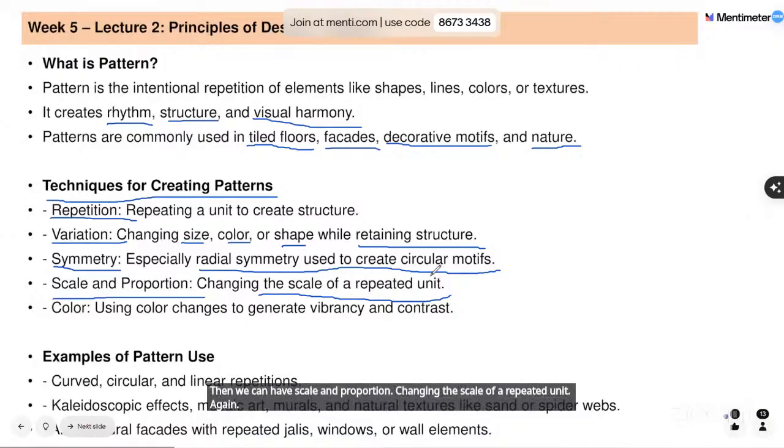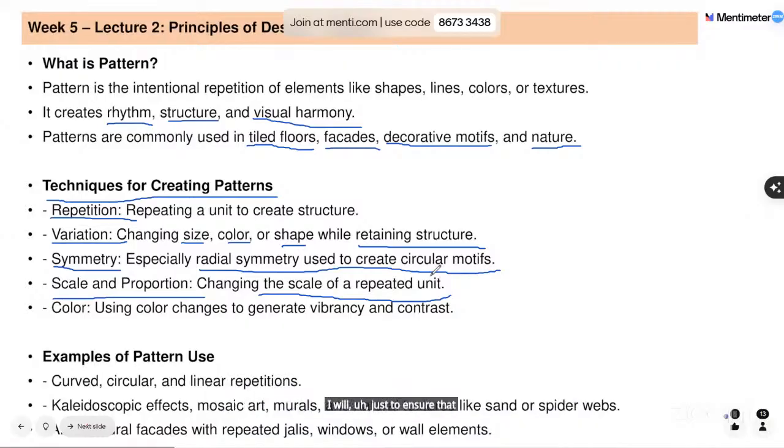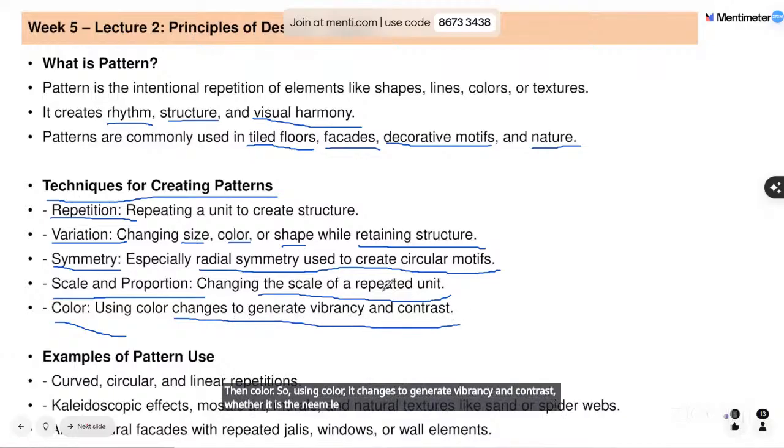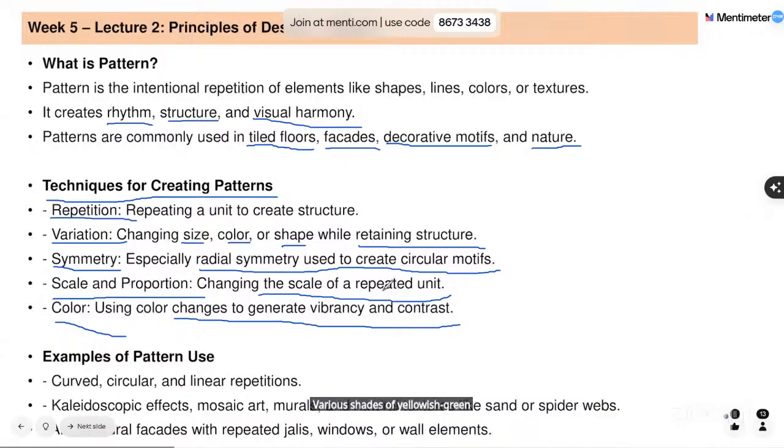Again, just to ensure that I keep the same example, if we look at a neem tree, then the leaf size is different as it grows, but the pattern remains the same. Then color. So using color, it changes to generate vibrancy and contrast, whether it is the neem leaf turning from green to various shades of yellowish green to ultimately yellow, or the maple leaf turning from green to various shades between yellow and red, where color is used but the pattern remains the same.